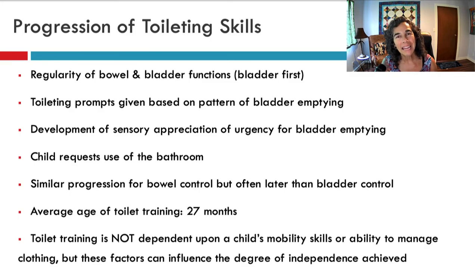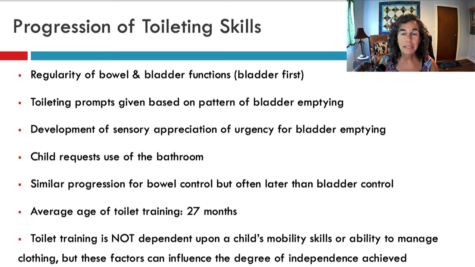All right, we have the same progression with toileting skills, right? So another big central ADL for children. First, they get bowel and bladder regularity, bladder first. Then toileting prompts are given on basically a pattern, right? So you know how often your child goes, you start prompting them. Then a child develops a sensory appreciation of urgency for bladder emptying, and this is the interoception system. Then they request to use the bathroom. Similar progression for bowel, but it happens later than bladder. And average toilet training age is 27 months.